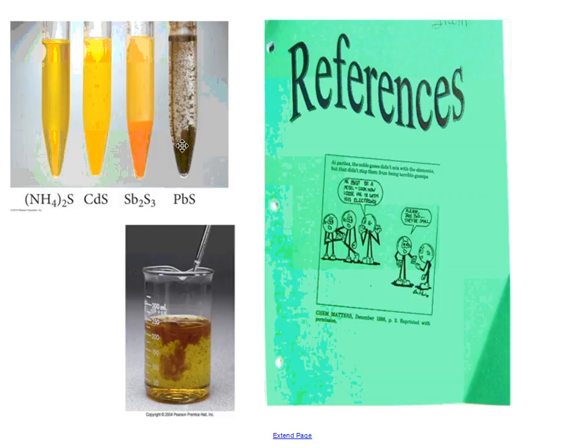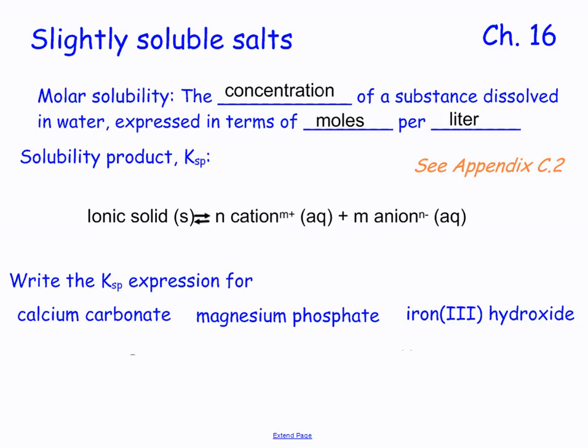In order to do that, you're going to need this green references book, starting on page 15. So that'll be useful as we work through things. So we're looking in chapter 16 with slightly soluble salts.